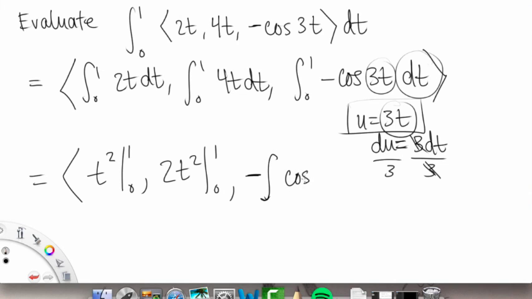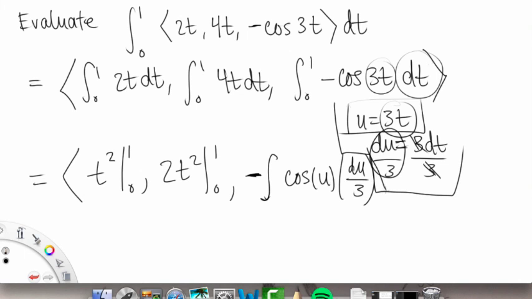This is what we're going to write. Cosine, and I have that negative sign out here, I just brought it outside. Cosine of 3t is now a u, so that's a u here. And for dt, we can sub in du over 3. This is kind of separate. And then we have the closing bracket.